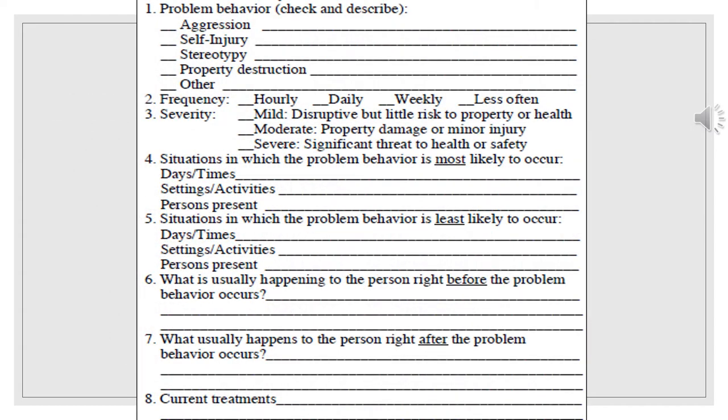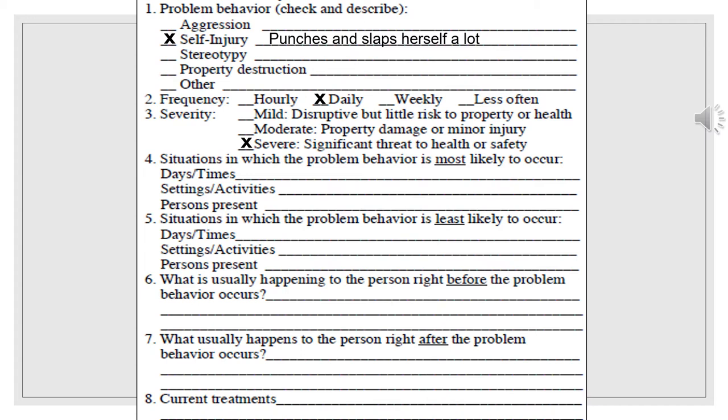The next section of the FAST questionnaire involves information regarding problem behaviors. Jane's mother indicated that she engages in self-injury. She explained that it is in the form of Jane hitting or slapping herself. When asked about frequency and severity, Jane's mother reported that it occurred daily and was severe to the point where it could result in significant harm to Jane or others.